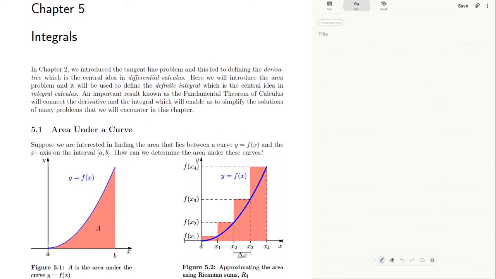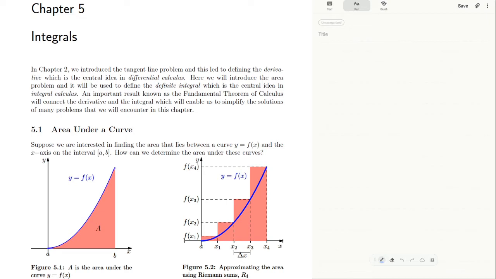Hello everyone, welcome back. In this video, we're going to start the next chapter, which is on integral calculus. Now back in chapter 2, when we first started studying calculus, we introduced the tangent line problem, and this led us to define the derivative, which is the central idea in differential calculus. So in a very similar way, we will look at introducing the area problem, and it will be used to define the definite integral. And this will be the central idea for integral calculus.